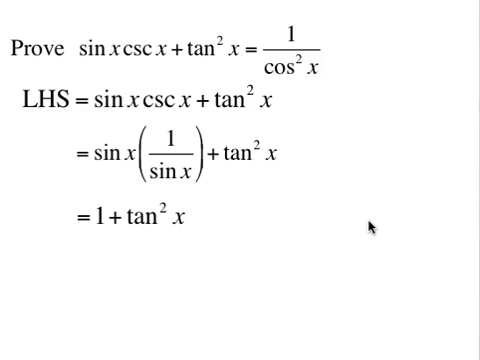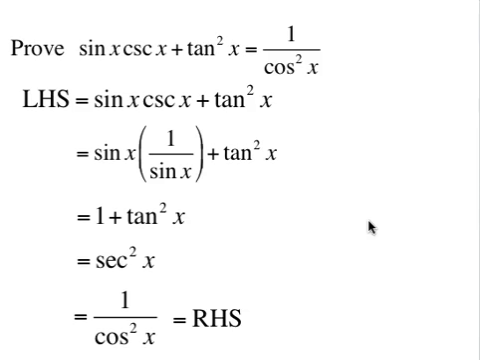And that is one of our Pythagorean identities. We have 3 Pythagorean identities. The first one is cos squared x plus sine squared x is 1. The second one is 1 plus tan squared x is secant squared x, and the third one is cotan squared x plus 1 is cosecant squared x. But what is secant squared x? That, of course, is just 1 over cosine squared x, and that equals the right-hand side.